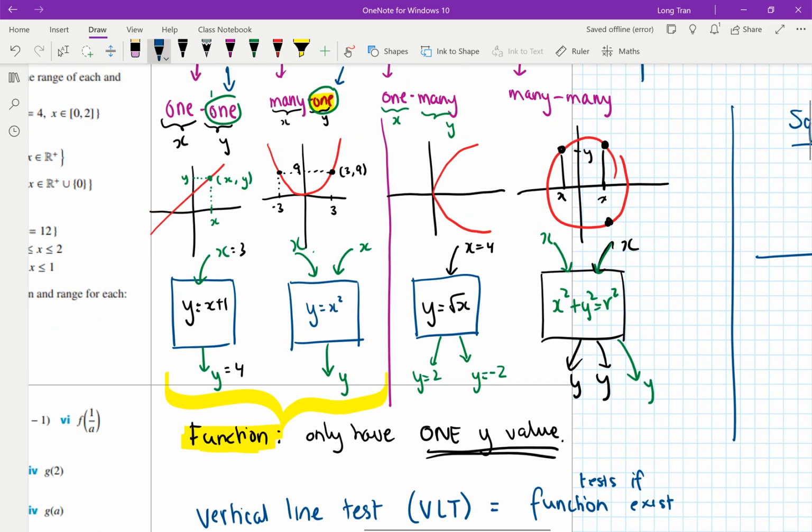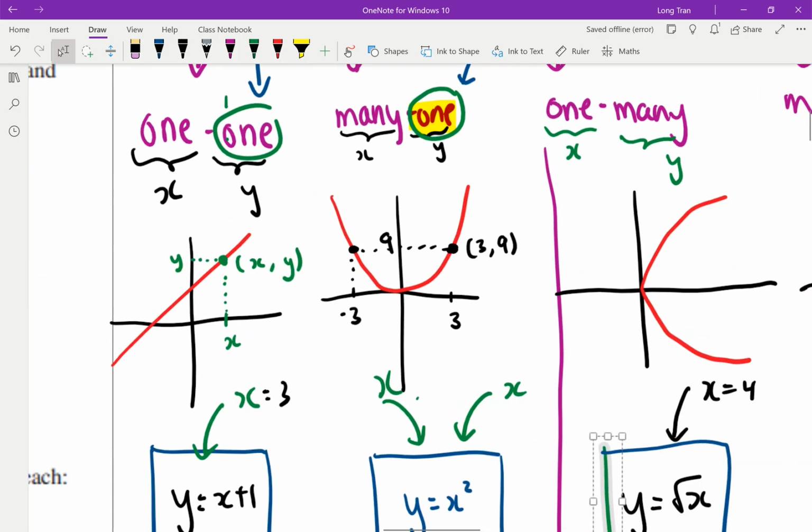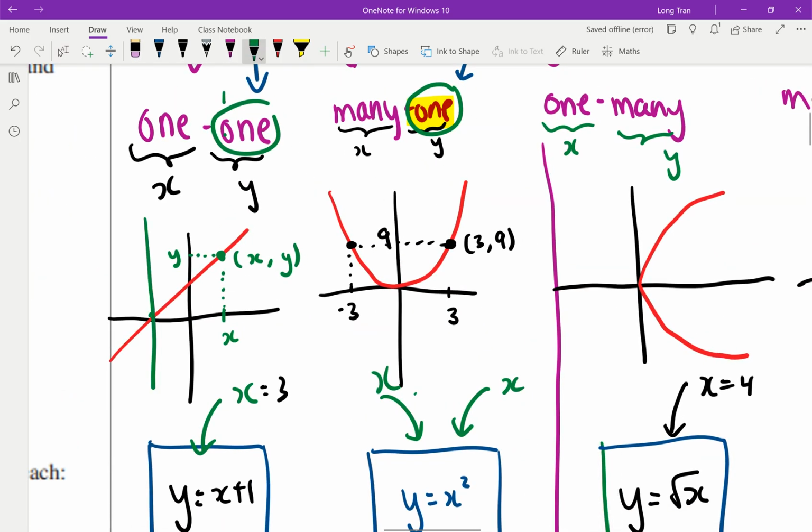Why does that work? Let's have a look. If I draw a vertical line down here, can you see it only crosses once? Because that means for each x value, there's only one y value. So that's why we call it a function, if it only crosses once. This is a function as well. If I draw a vertical line down, notice it only crosses once, which implies at this x value, there is only one y value that corresponds at that point.